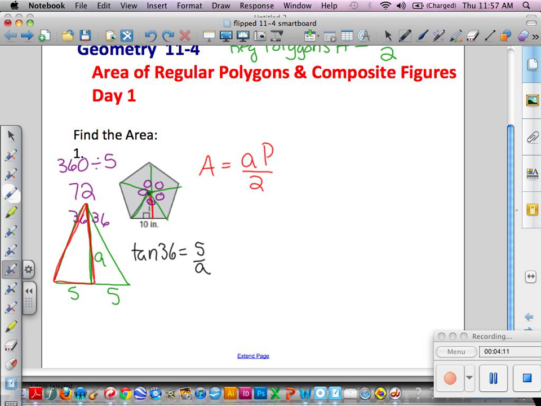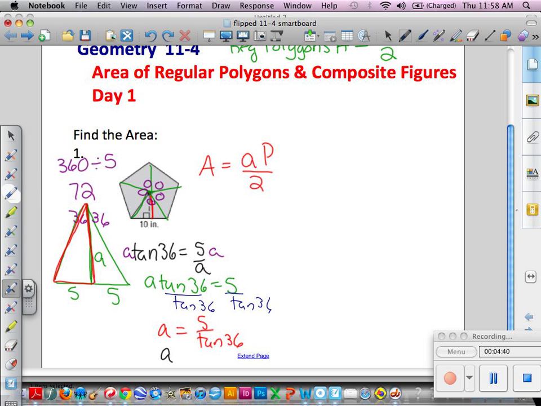I'm going to use my algebra, multiply by A. So now I have A tangent 36 is 5. Go ahead and divide by tangent of 36. So now A equals, I'm going to take 5 divided by tangent of 36. I'm getting that apothem to be 6.88, and I'm not sure what else I got on that calculator. Keep that whole calculator full.